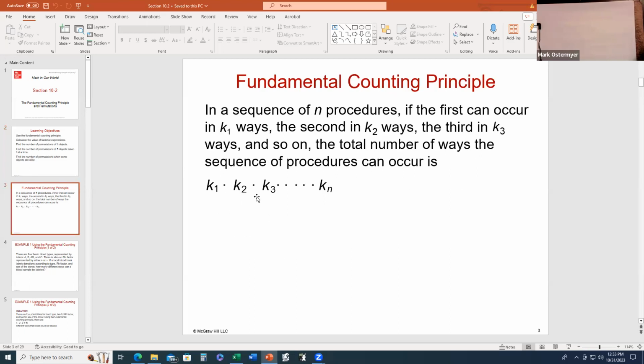Now, in a sequence of n procedures, if the first procedure can occur in k sub 1 ways, the second procedure can occur in k sub 2 ways, the third procedure can occur in k sub 3 different ways, and so on, the total number of ways the sequence of procedures can occur is the product of these individual number of ways. This is called the fundamental counting principle, and it enables us to determine the number of ways that different things can occur in a particular sequence.